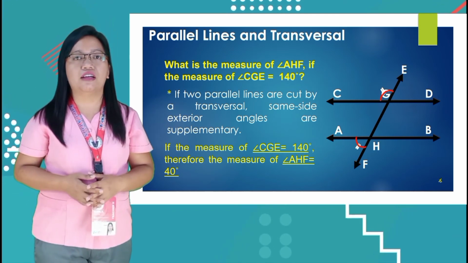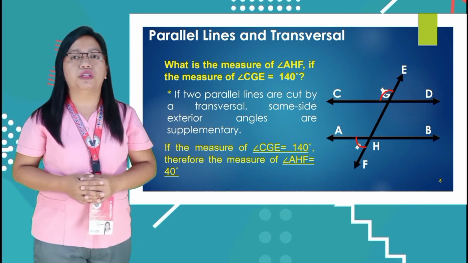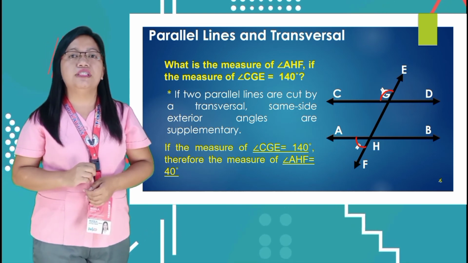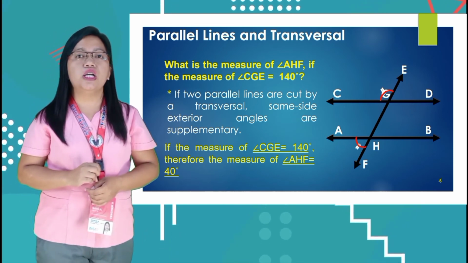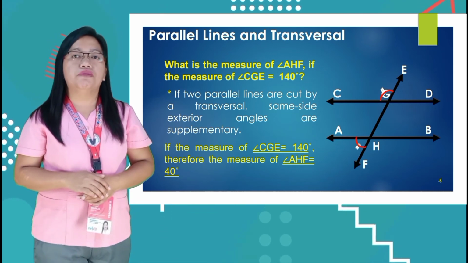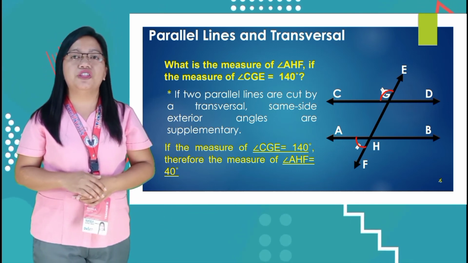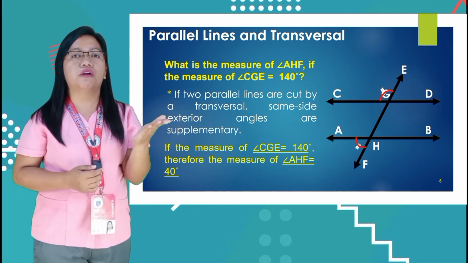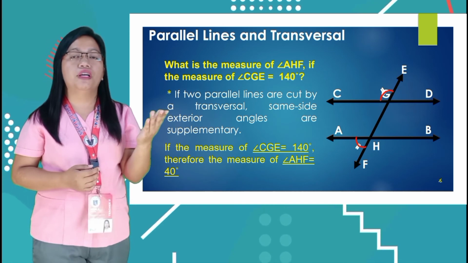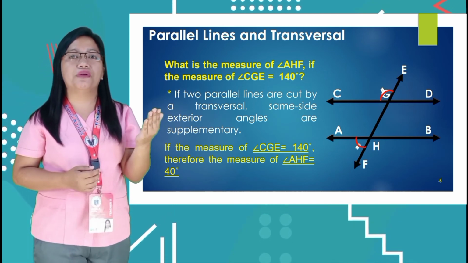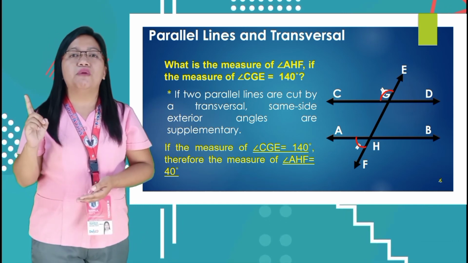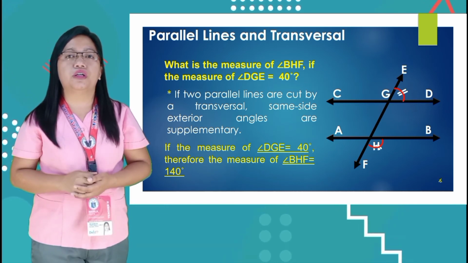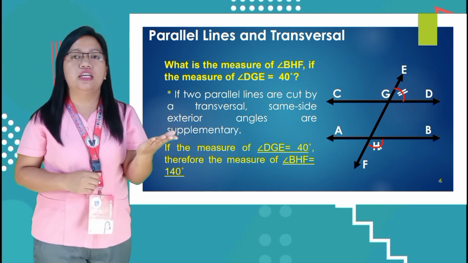Another problem. What is the measure of angle EHF if the measure of angle CGE is equal to 140 degrees? Take note of this rule: if two parallel lines are cut by a transversal, same side exterior angles are supplementary. If the measure of angle CGE is equal to 140 degrees, therefore the measure of angle AHF is equal to 40 degrees.